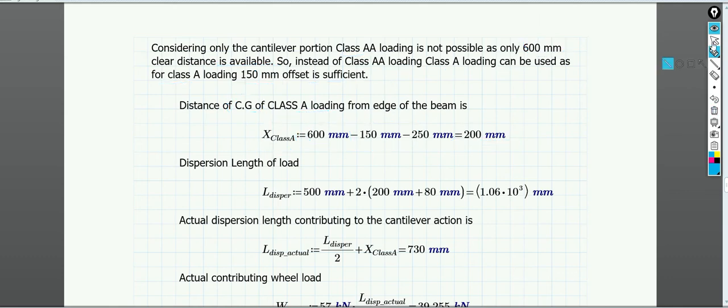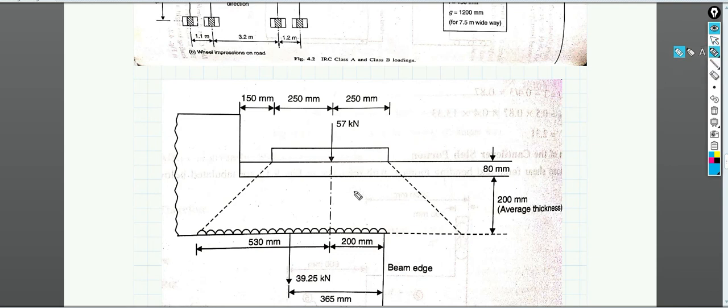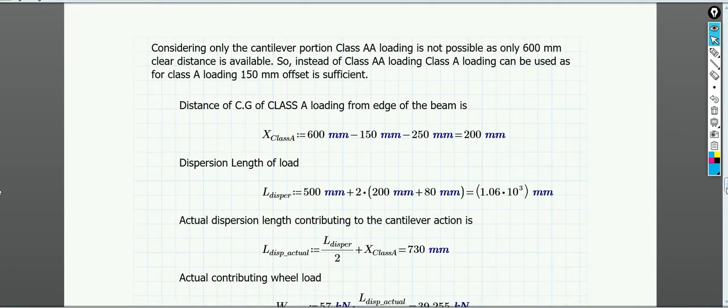So if I have to show you the figure, I think you will understand. We are interested in what this distance is, that means the point of action of the load and the edge of the beam. You can find it out, because this total distance is 600 mm, we know this is 150, and this is 250. So you subtract 150 and 250 from 600 mm and you will end up with 200 mm. So that is the lever arm, or the position of the load from the edge of the beam. Now let's find out the dispersion length.